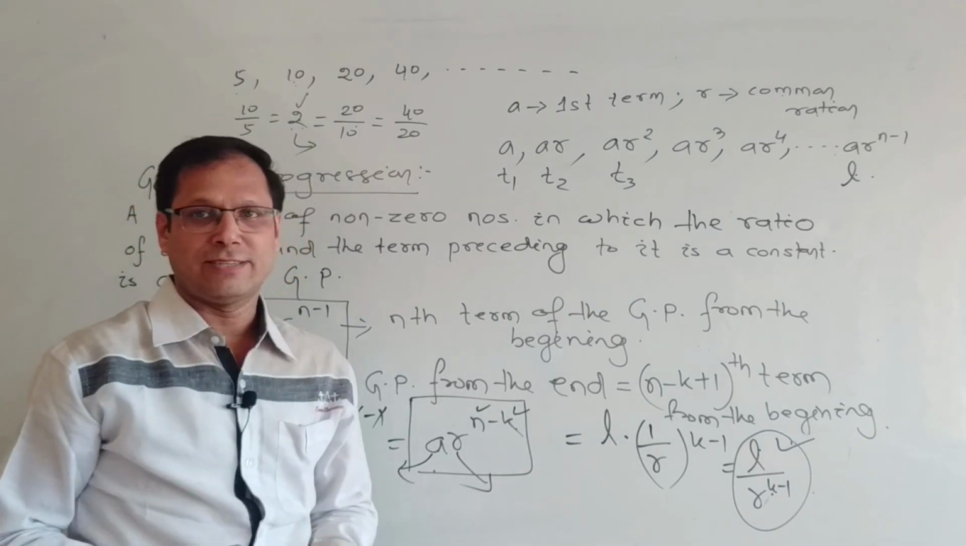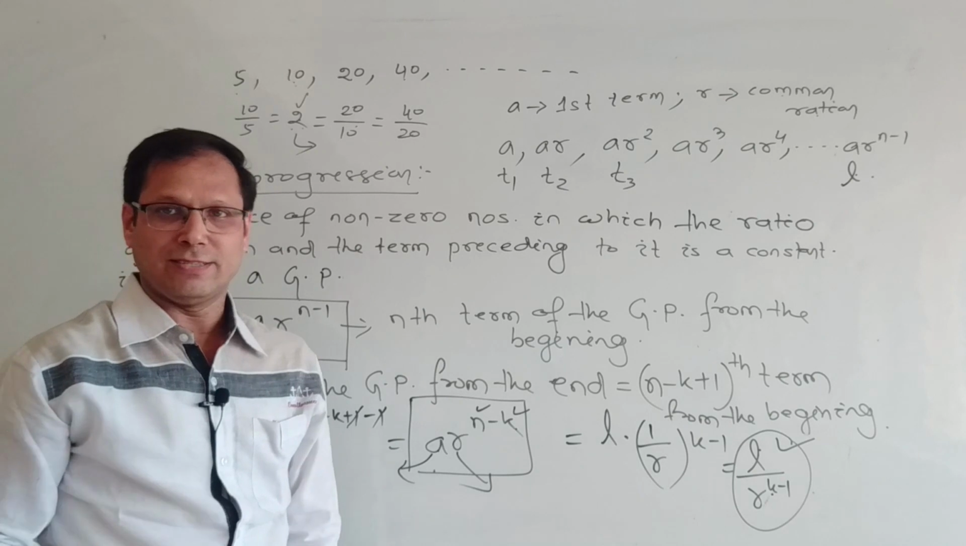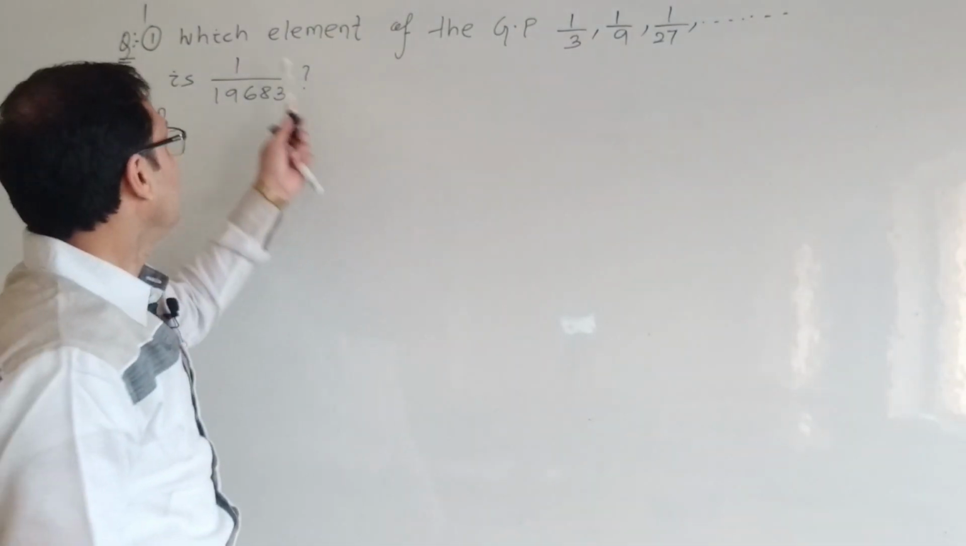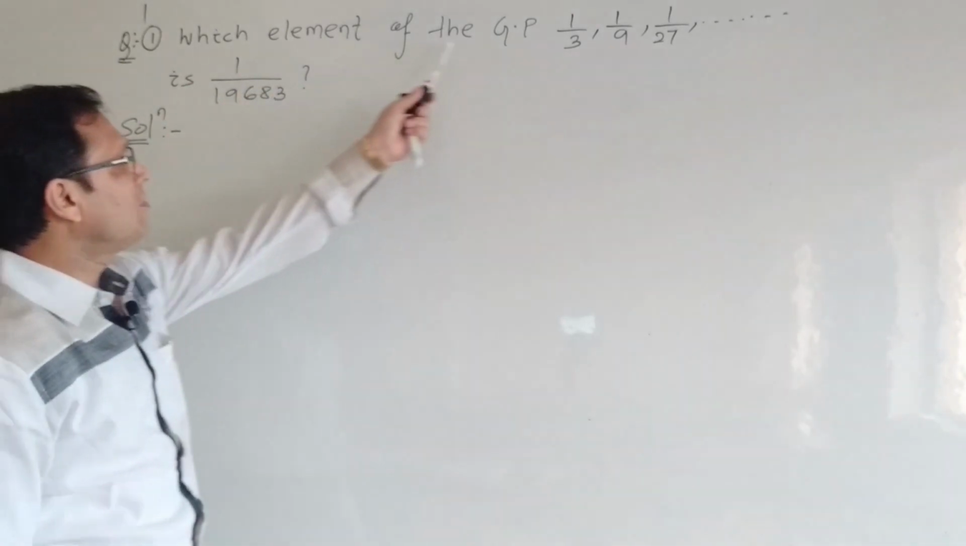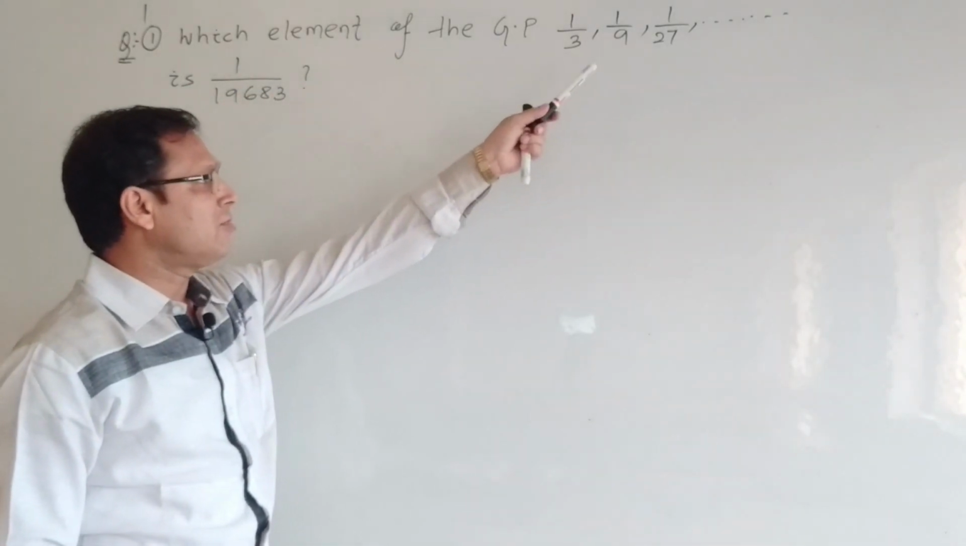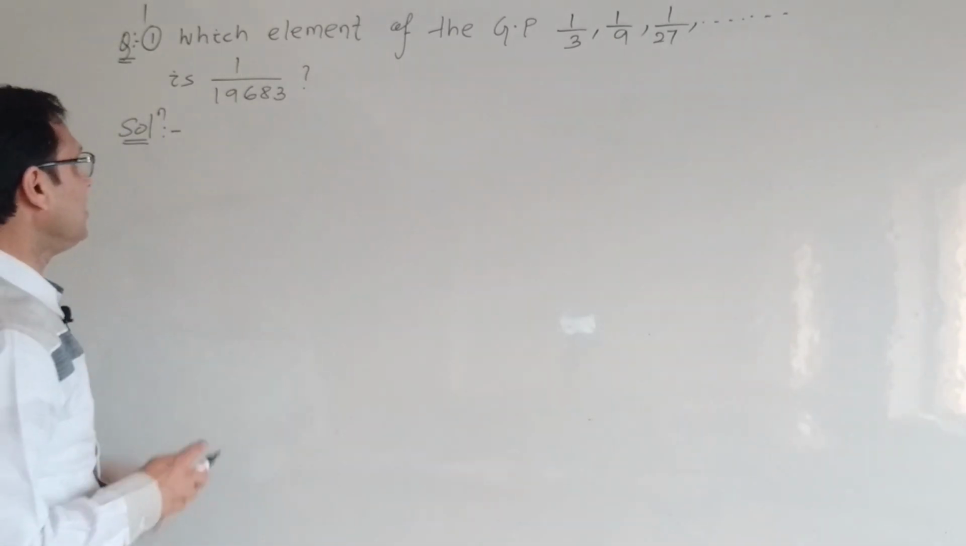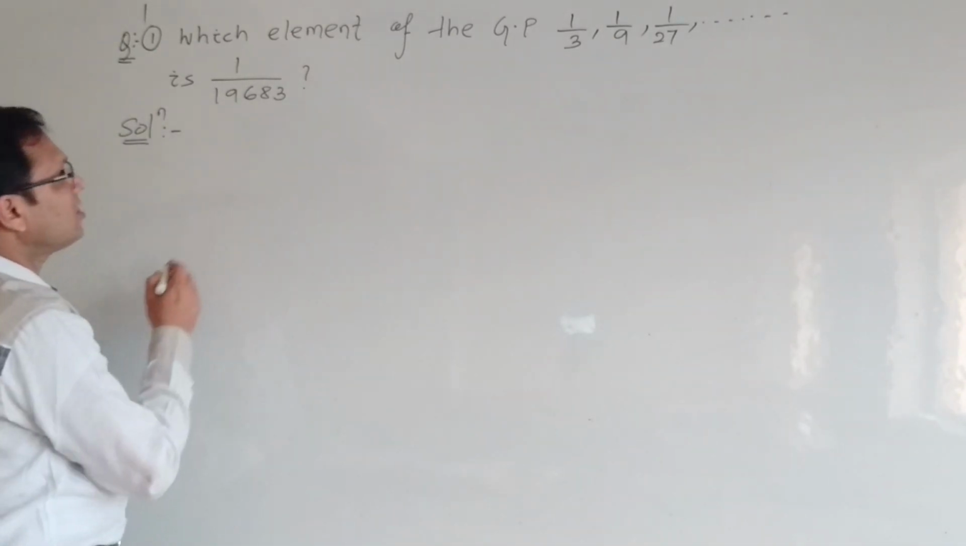Okay, now we will take some problems related to GP. First we will take one simple problem. Here is a question: which element of the GP 1 by 3, 1 by 9, 1 by 27 up to infinity is 1 by 19683? Now we will start with the solution.